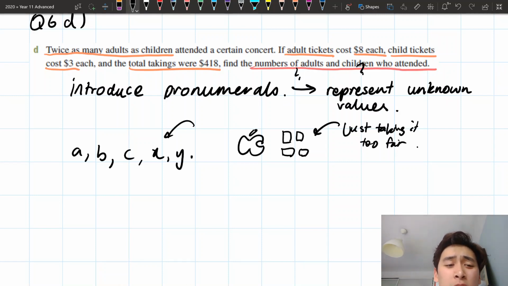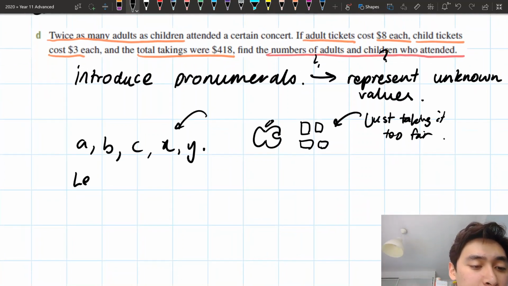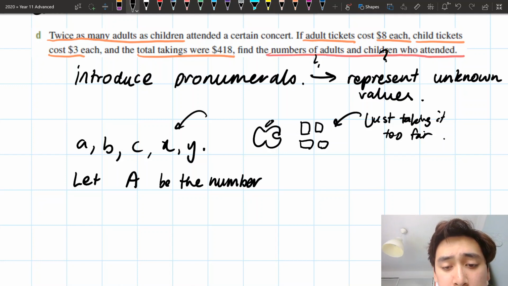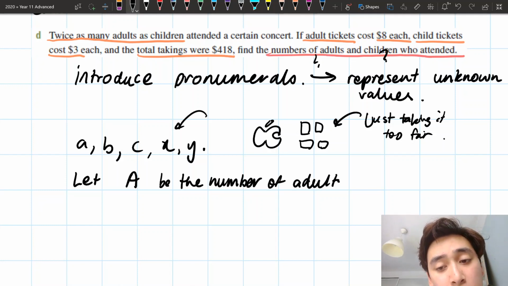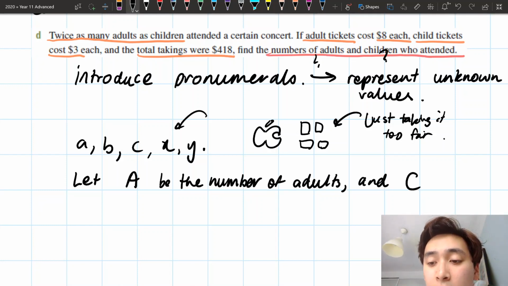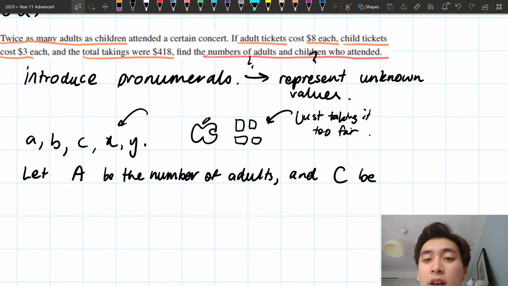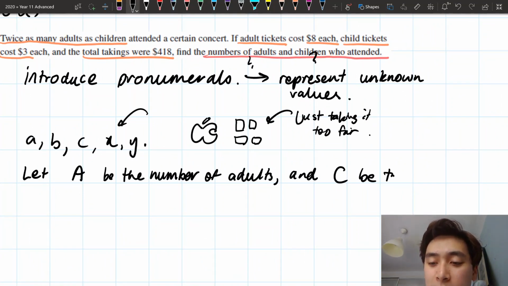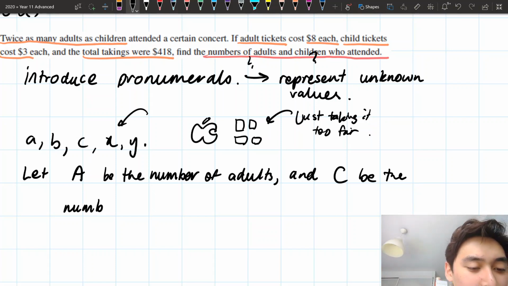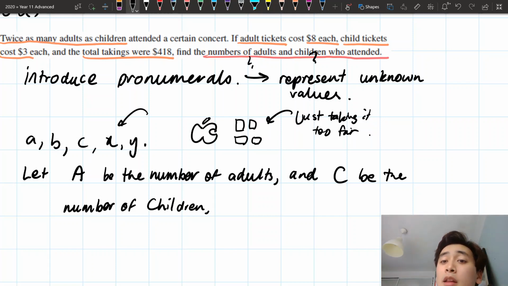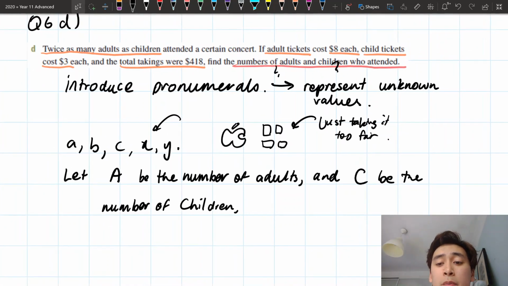Now you can use whatever letters you want. Just to make it a little bit clearer, I'm going to go, let A be the number of adults, and let C be the number of, what do you reckon C would represent? Yes, it's the number of chickens that were there. No, it's the number of children. Okay, now let's go through the question and use all the information that we have.